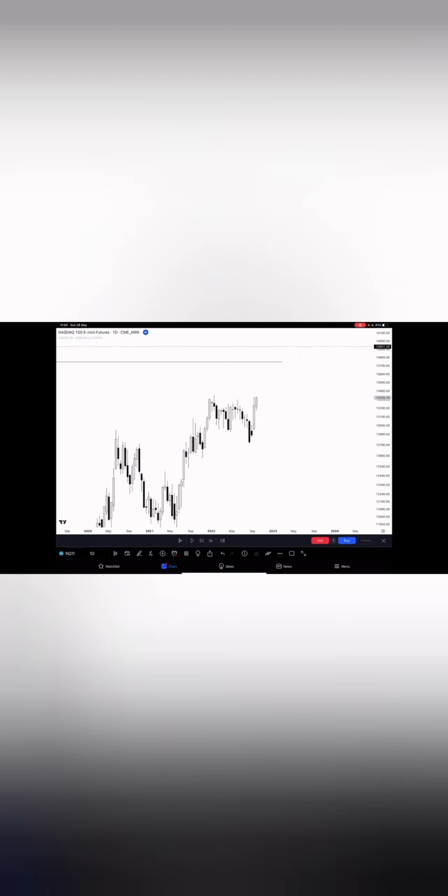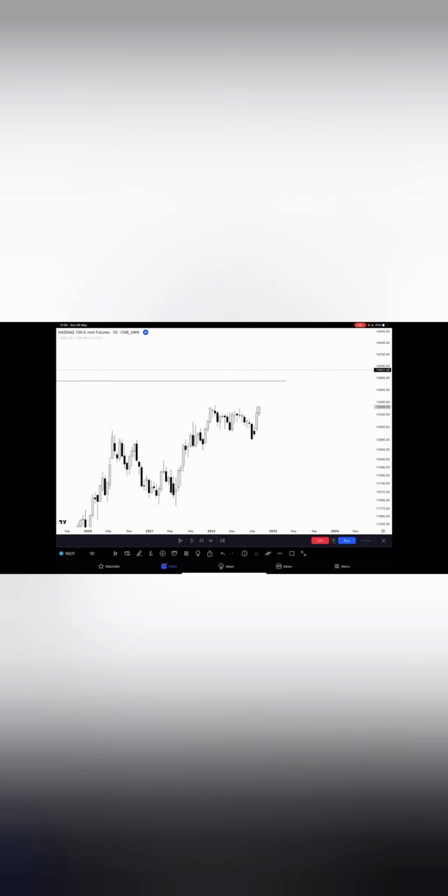And it was precisely over here that I called for the rally to the range high. Another key level is the monthly order block. All right? Let's draw a line on it. Order block, monthly, over here.